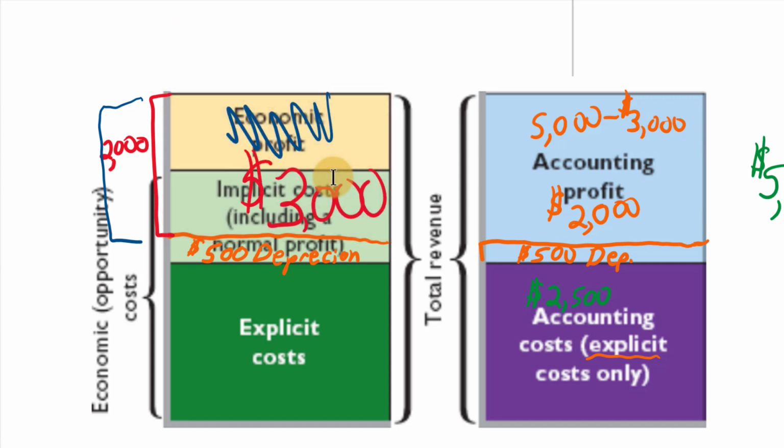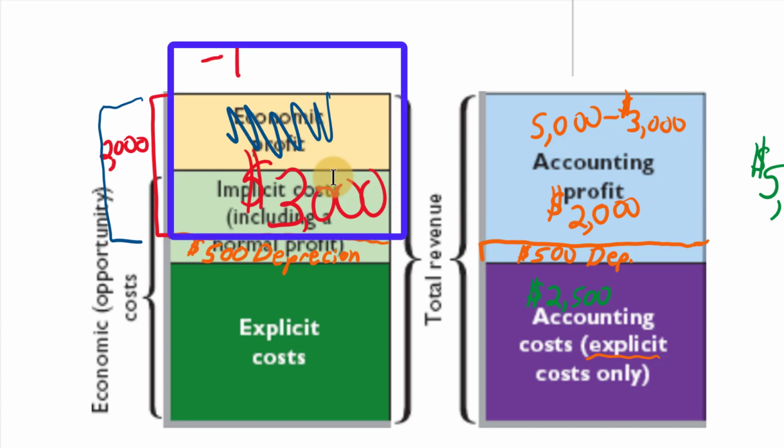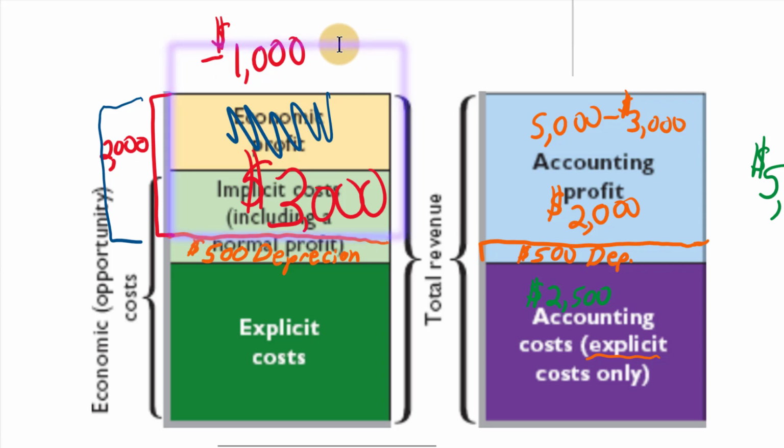And in that case, what would be your economic profit? Minus $1,000. And all that minus $1,000 economic profit tells you is you're making $1,000 less in this business than you could if you used your resources in their most productive place.